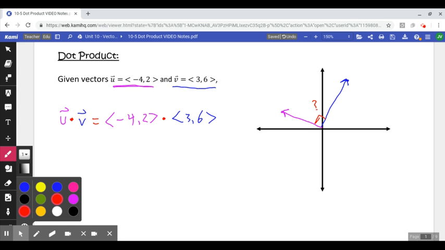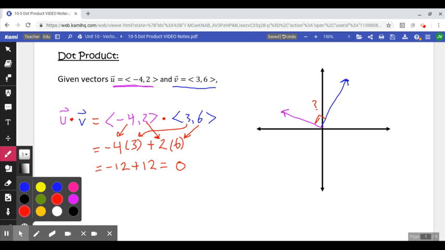So the dot product, what you're going to do is take your x's and just multiply those together. So we'll use -4 and 3. And then we're going to add the y's multiplied together. So there's your 2 and your 6. If there are any more in your vector, like a z or a fourth or fifth position or more, just multiply those positions together and then add them all up. So -4 times 3 is -12, plus 2 times 6, that's 12, is actually equal to 0.